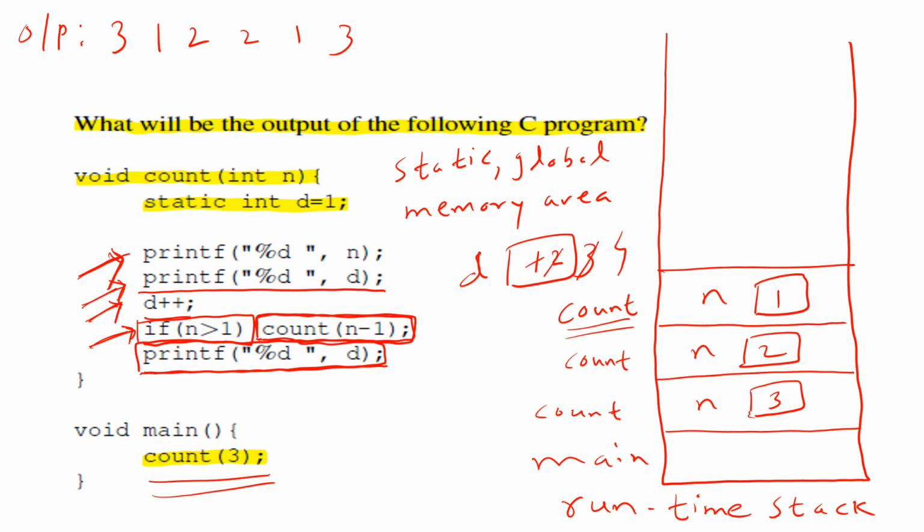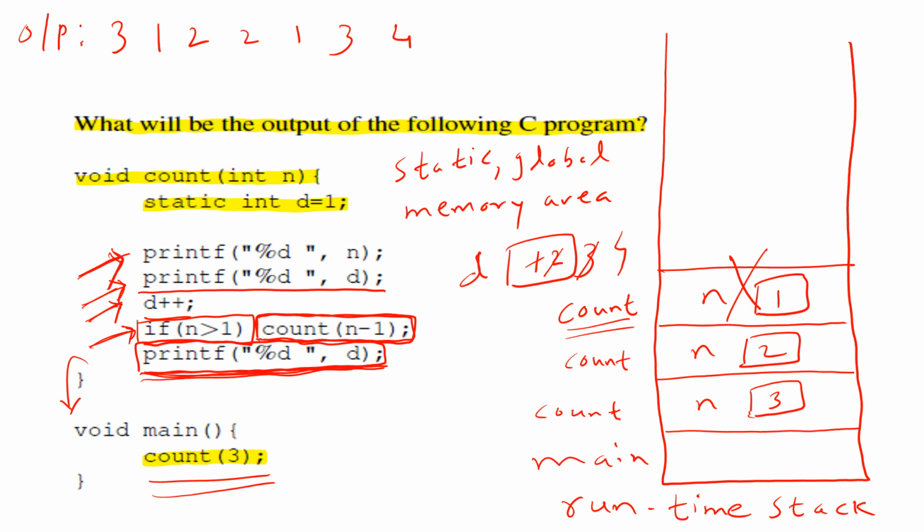So for the third call to count, we indeed get a chance to print the value of d, which happens to be 4. So we print 4. And then we are done with the third call to count, so this will be popped out. Third call for count would be popped out from the stack.